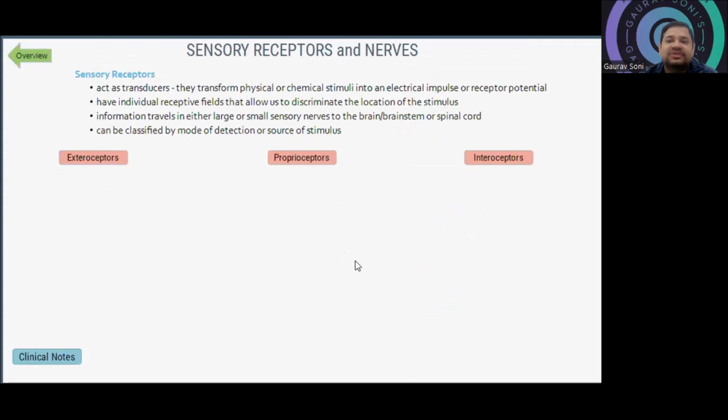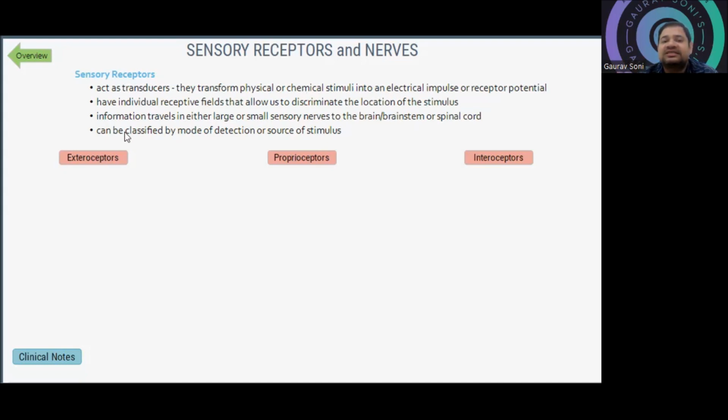So sensory receptors and nerves act as transducers. They transform physical or chemical stimuli into electrical impulses. They have individual receptive fields that allow us to discriminate the location of a stimulus. Information travels in either large or small nerve fibers to the brain, and can be classified as per the detection of the stimulus.